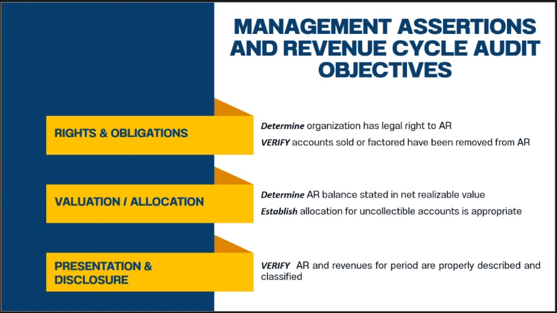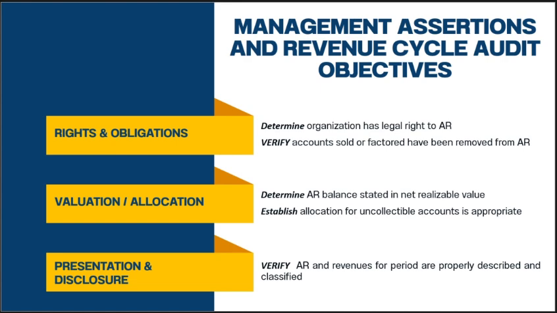Next naman po is valuation or allocation. Ang audit objectives naman po dito kung tama po ba or nakasunod po ba sa standards yung measurement ng accounts receivable balance. Dapat po mapapatunayan na naka-net realizable value po siya. And to establish the allocation for uncollectible accounts is appropriate kung tama po or meron pong probability na yung accounts receivable is hindi makokolekta. So, dapat po may naka-allocate na allowance for uncollectible accounts.